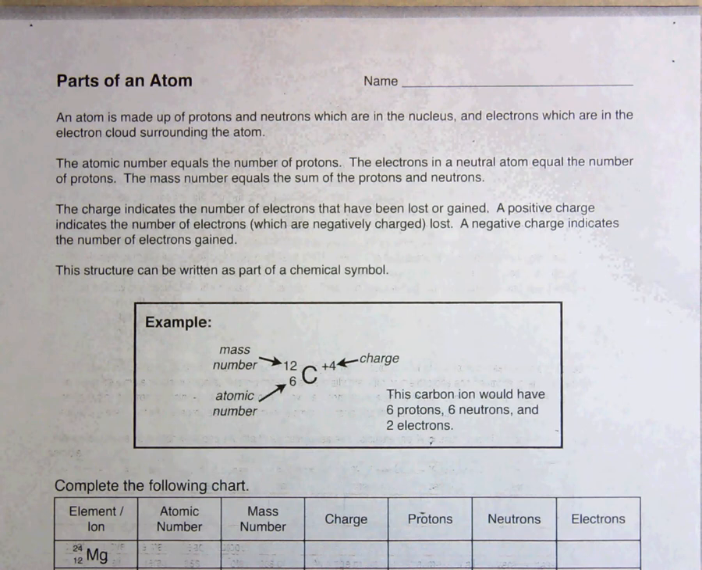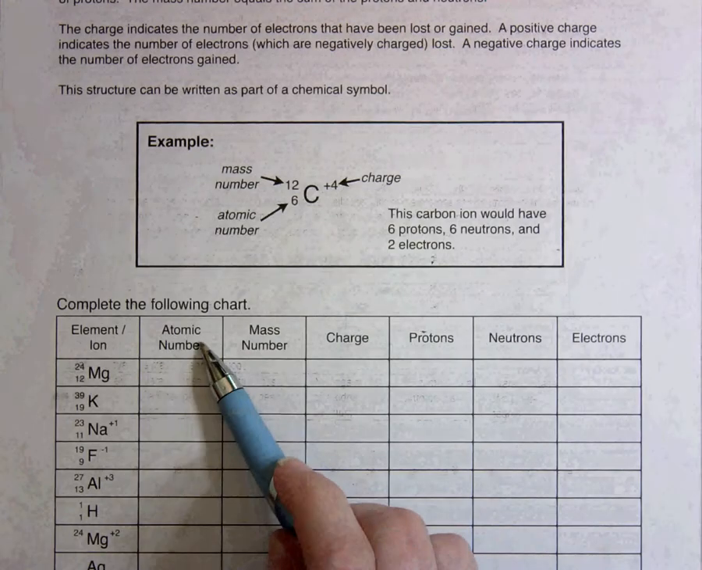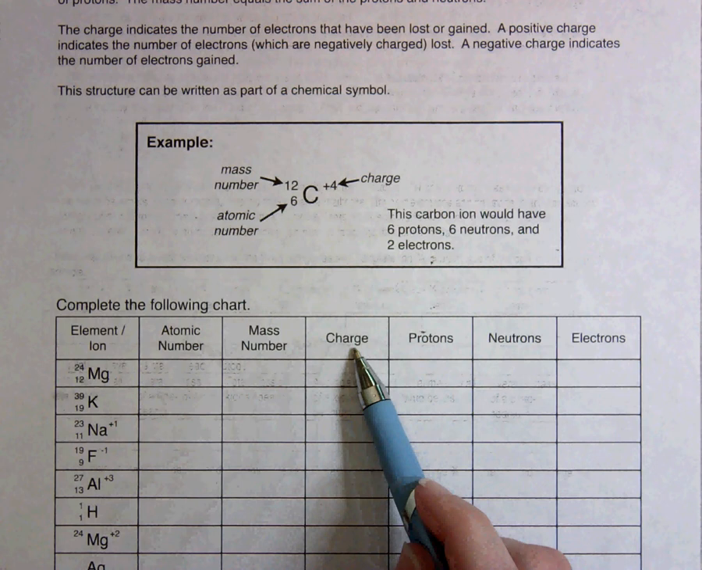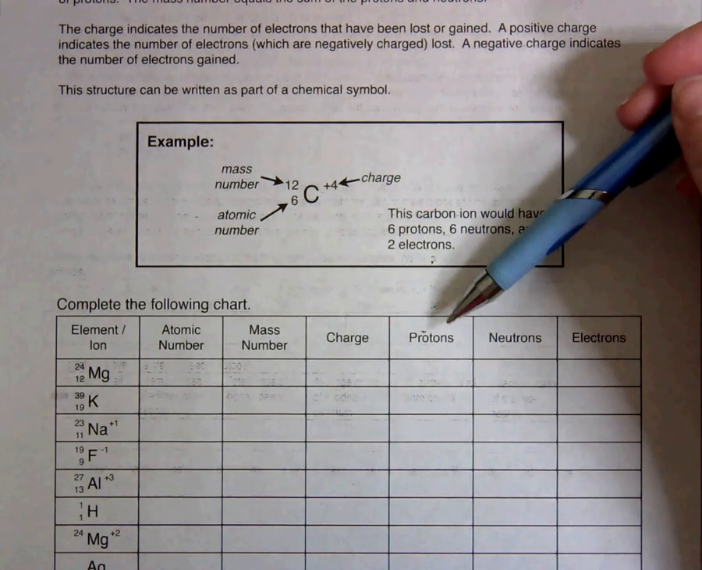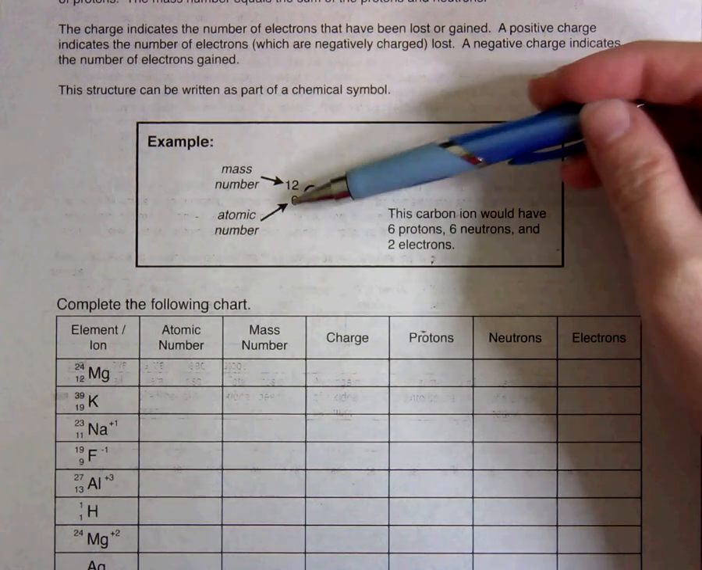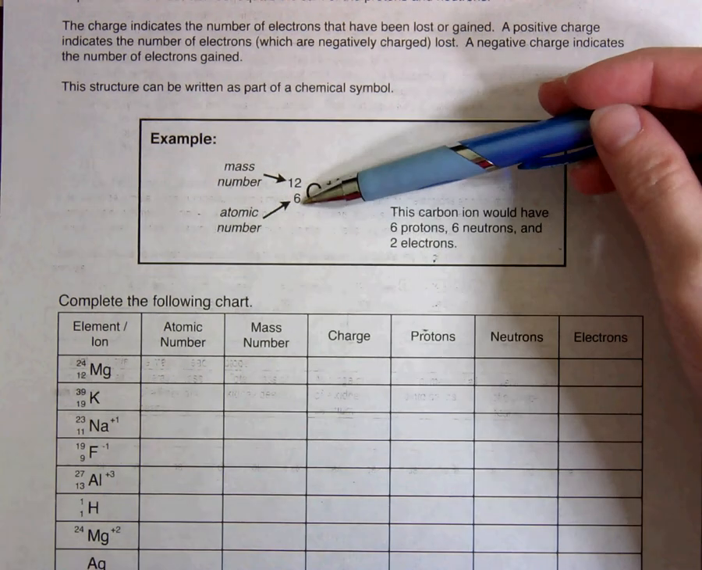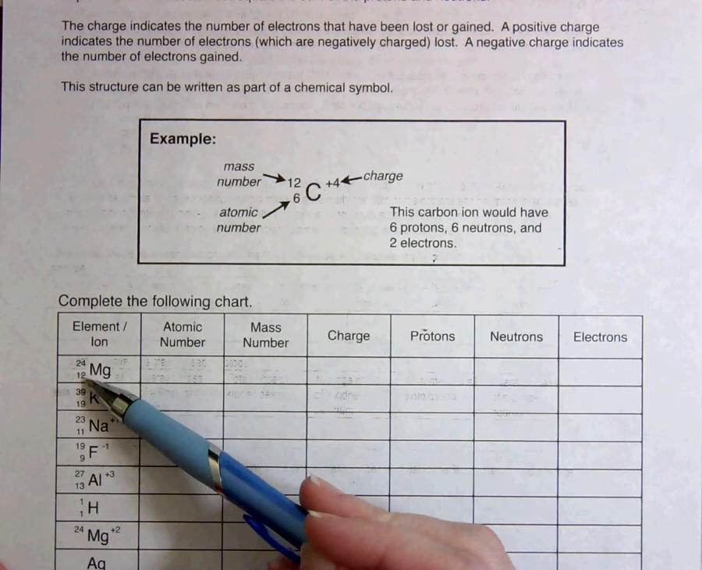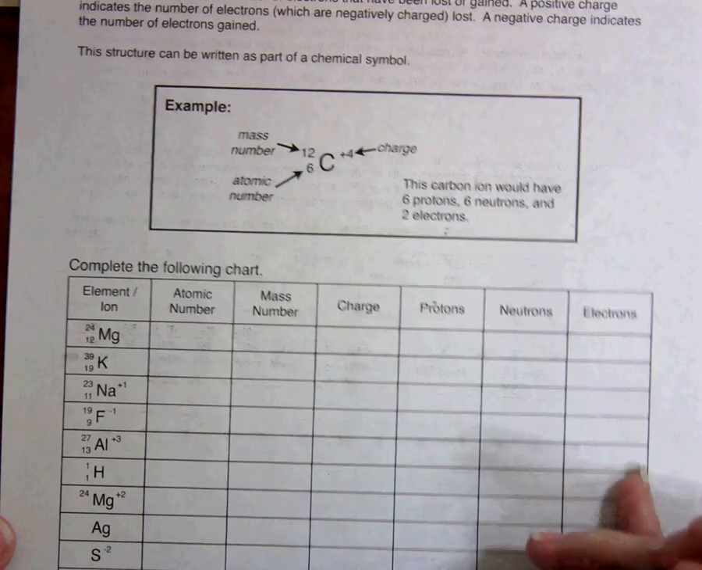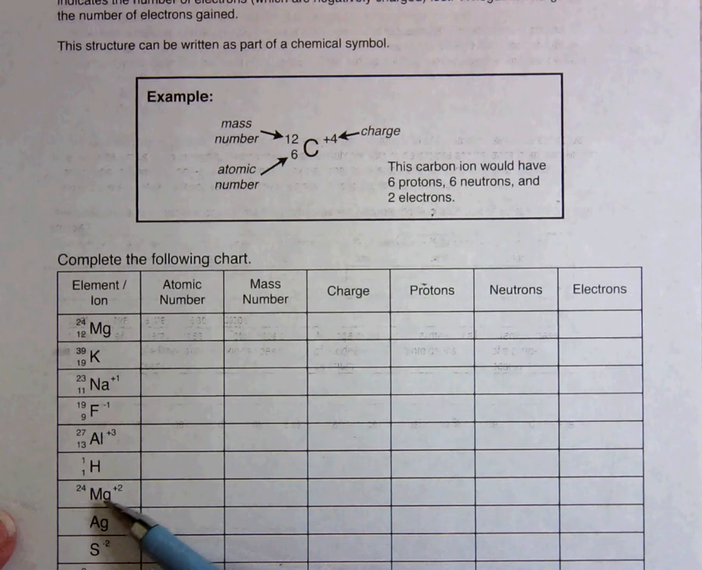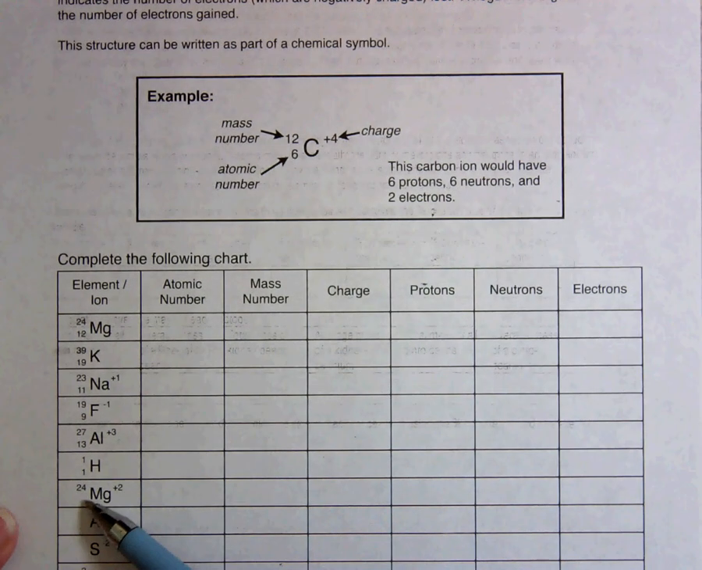So what you'll do for each of these is determine the atomic number, the mass number, the charge, protons, neutrons, and electrons. Now, for the number of protons and the atomic number, that's pretty simple right here. It tells us the atomic number is the number on bottom, so all I have to do is look that up. If it doesn't give me the atomic number, for example, down here on Mg, it doesn't give me the atomic number, so I need to look it up from the periodic table.